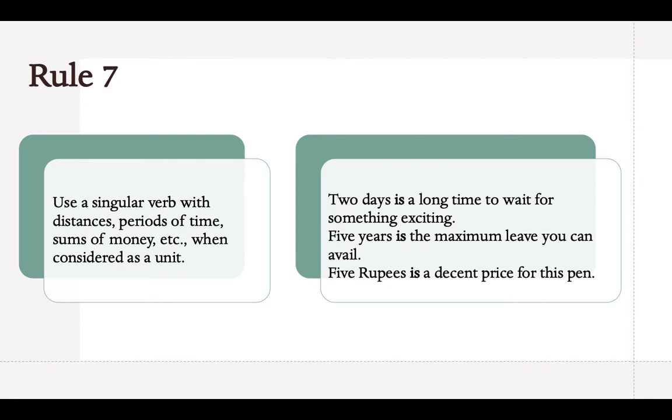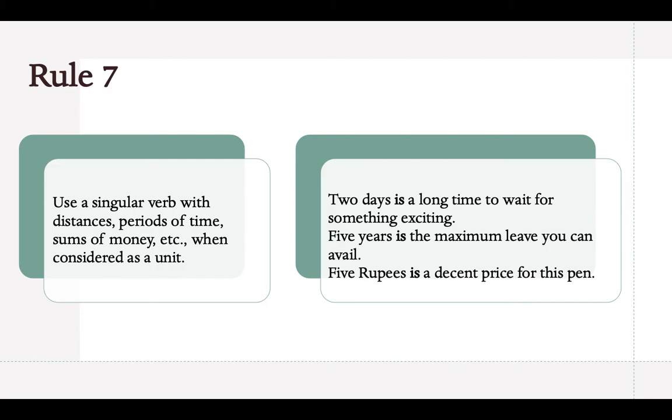There we are not looking at it as 2 separate days. You are looking at it as something that is a long time to wait for something exciting. That time is a singular thing there. That is why it takes the verb is. You can't say 2 days are a long time. Are a long time is wrong. So 2 days is a long time to wait for something exciting. The 2 days is related to the word time, so it is singular. It is treated as one.